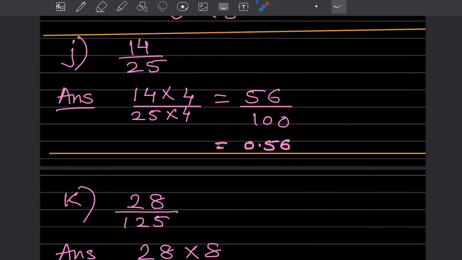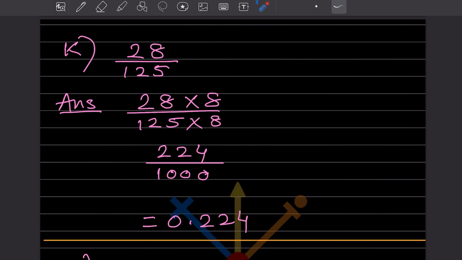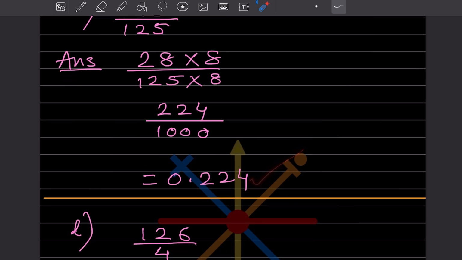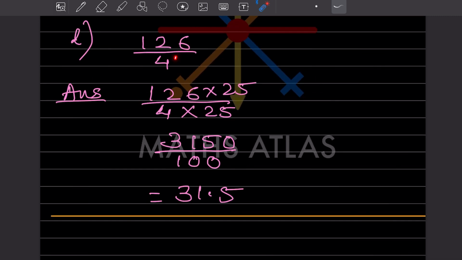Now look at here, same 25, we will make it 200. So that is 0.56. See, this is 125 is there. So you are going to multiply by 8 here to make it to 1000. So multiply by 8 here, also multiply by 8. So this is going to be 224 and this is going to be 1000. So 0.224.